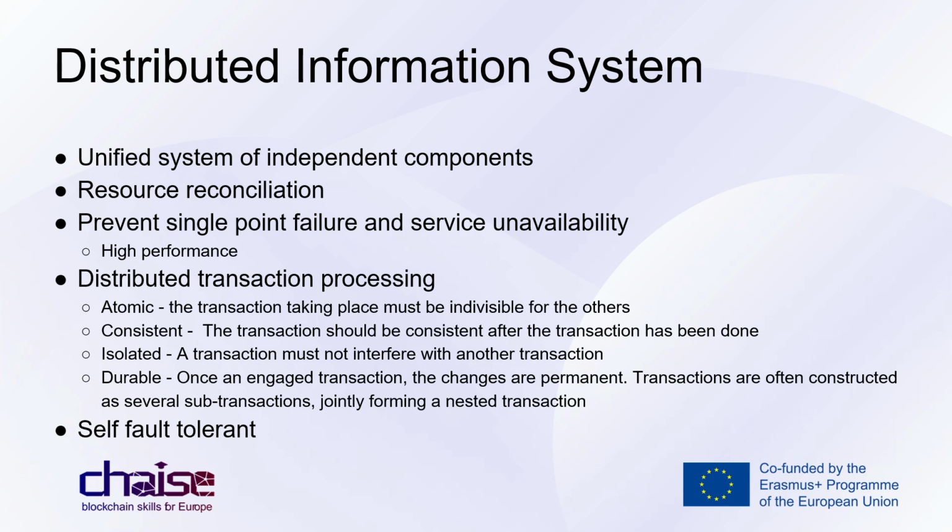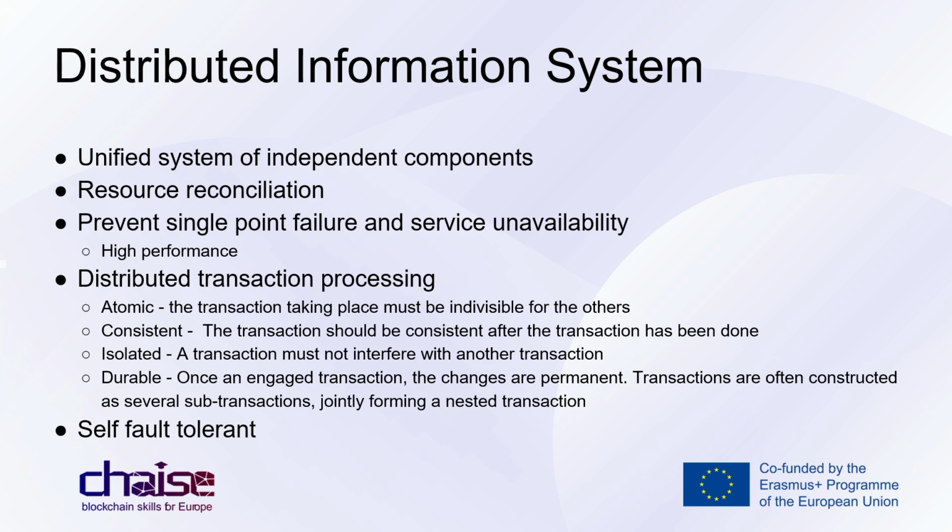For example, atomic, the transaction taking place must be indivisible for the others. Consistency, the transaction should be consistent after the transaction has been done. Isolated, a transaction must not interfere with another transaction. Durable, once a transaction is committed, the changes are permanent. Transactions are often constructed as several sub-transactions jointly forming a nested transaction.